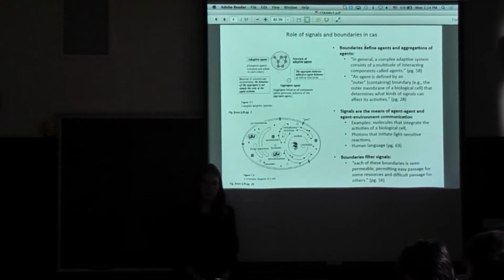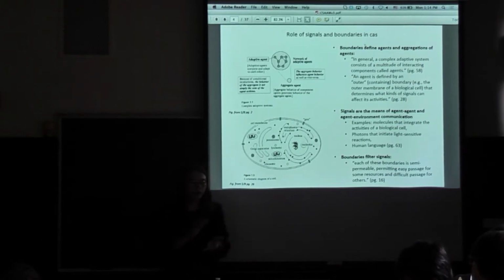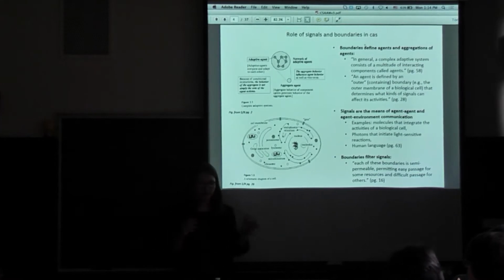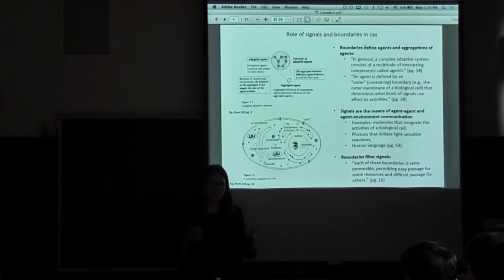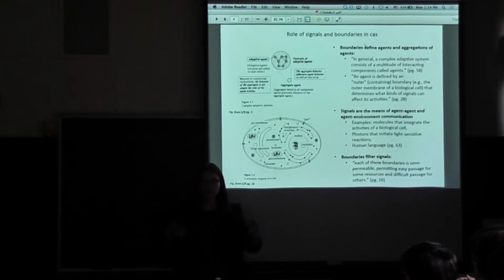Okay, so what is the role of signals and boundaries? The most important things to know are that boundaries define agents and the aggregation of agents. In general, a complex adaptive system consists of multiple interacting agents, and these agents can be aggregated. An agent is defined by its outer boundary, and that determines what sorts of interactions can take place inside the cell. Activities can take place inside the boundary.